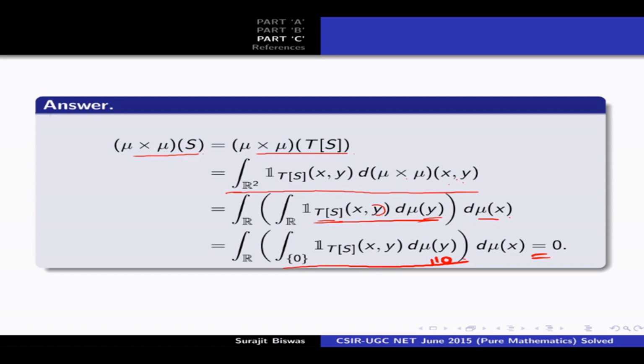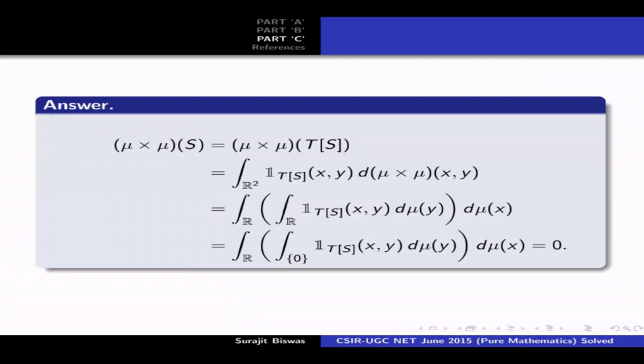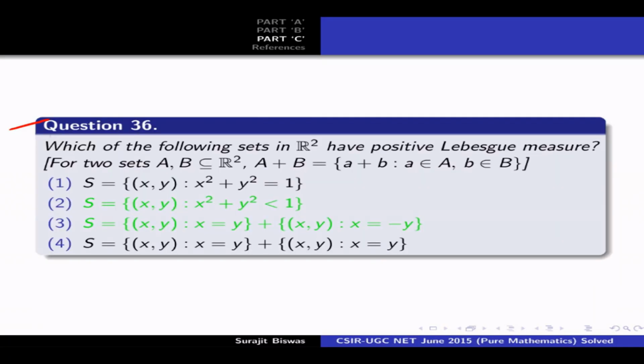Therefore the total integration is 0. So now if we go back to the question, hence the correct options are option 2 and option 3.